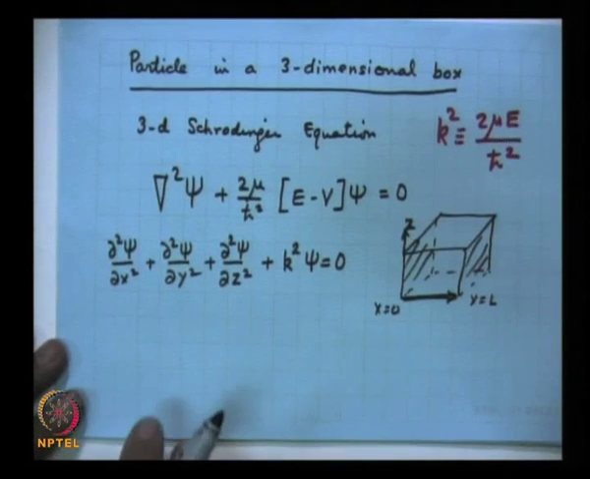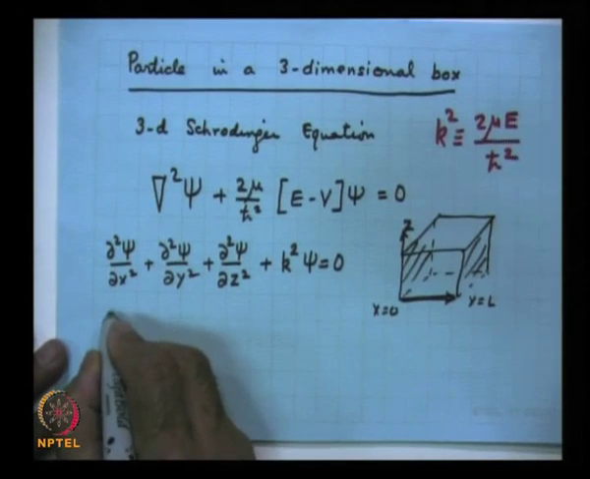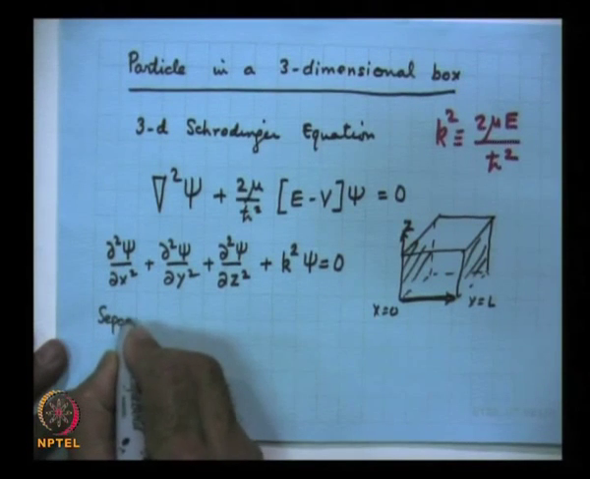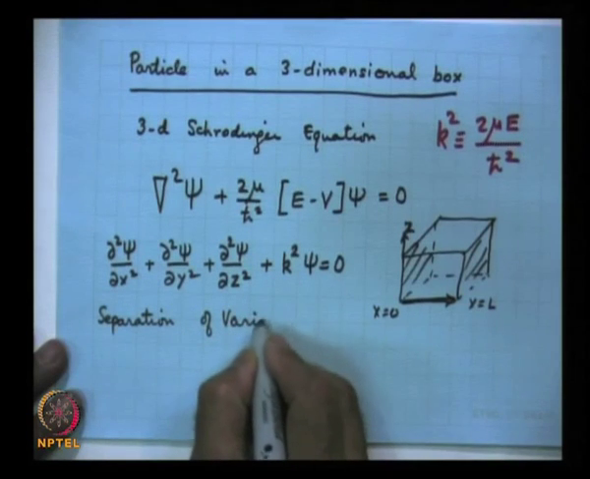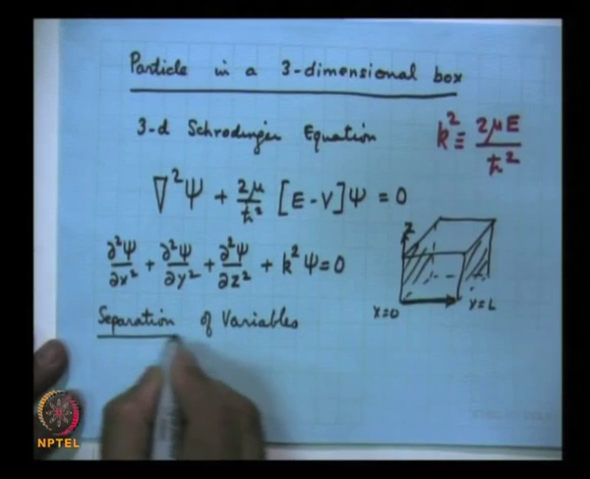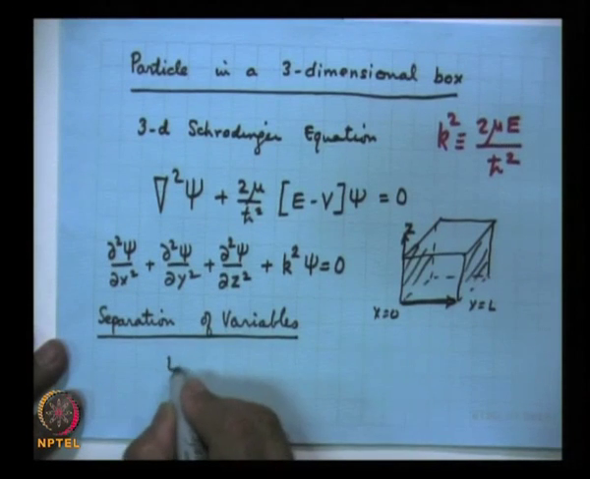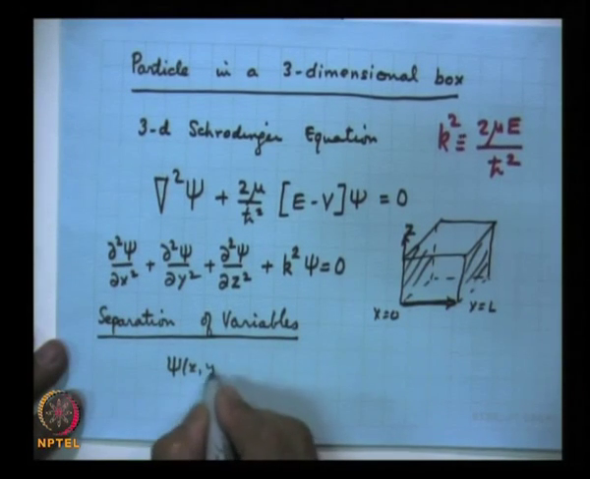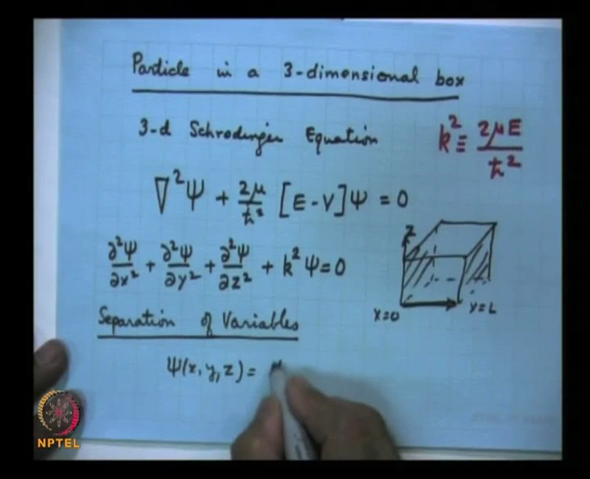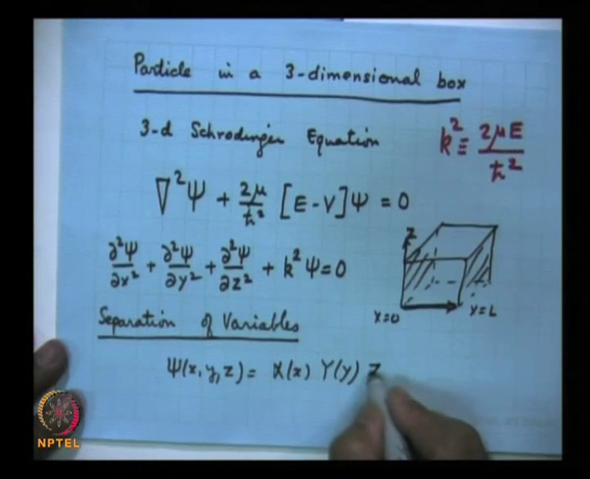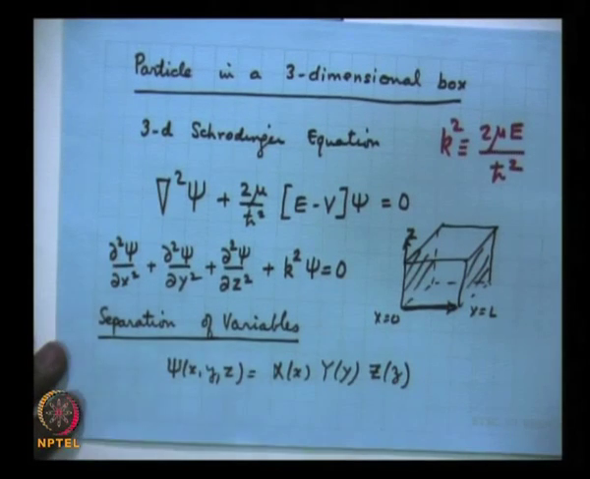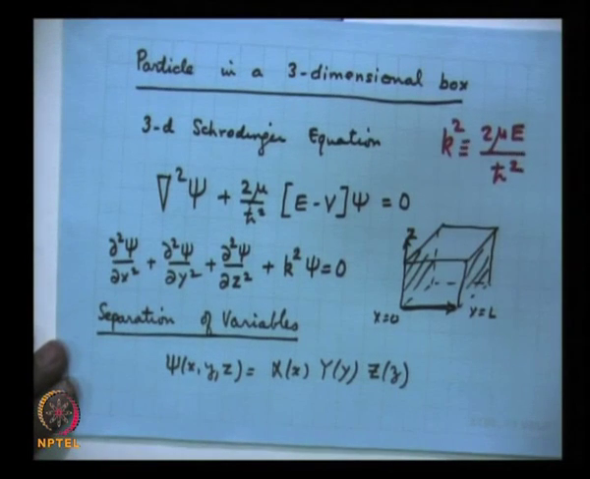So, we use the method of separation of variables, and we write psi of x, y, z as equal to X of x, Y of y and Z of z. Let me try this out. This is a method which sometimes works, sometimes it does not work, but in this case we know that it will work, therefore we are using that.